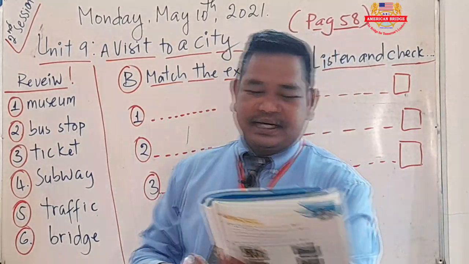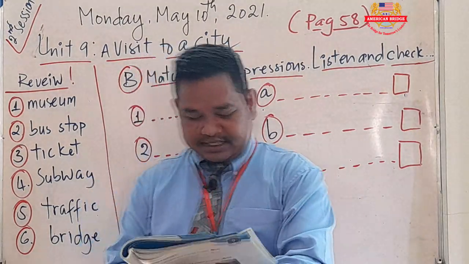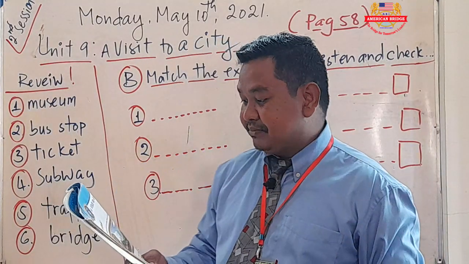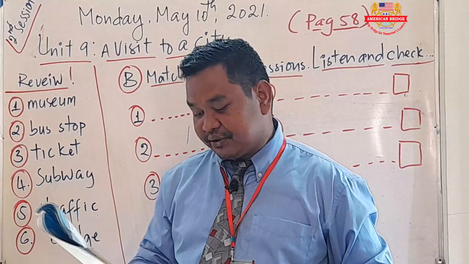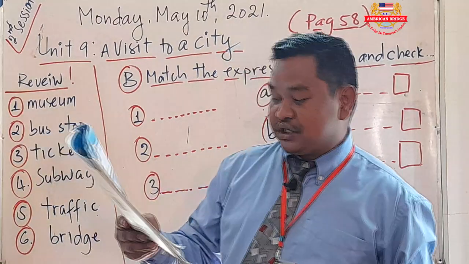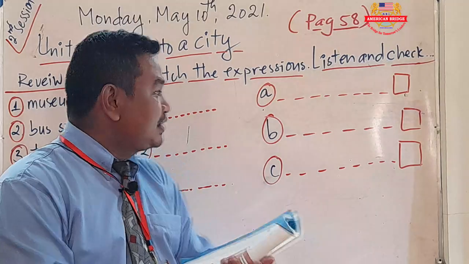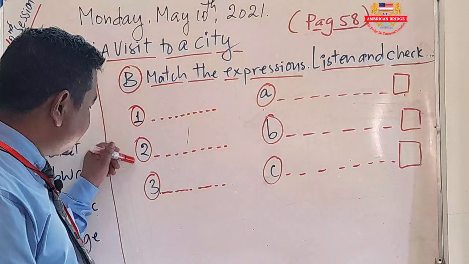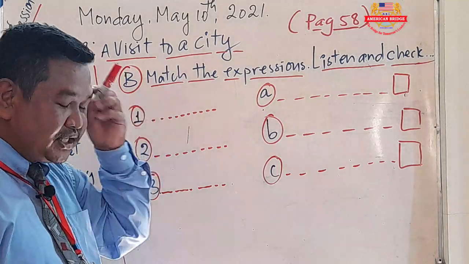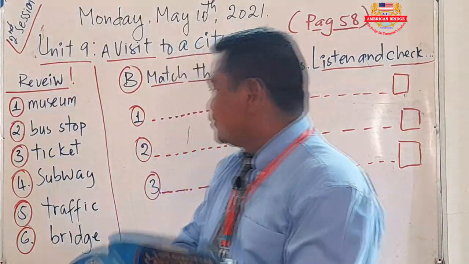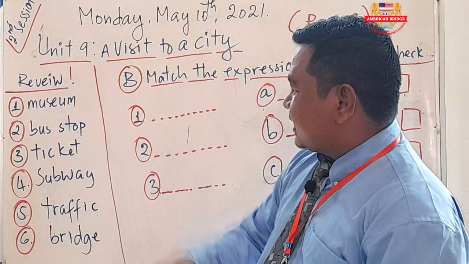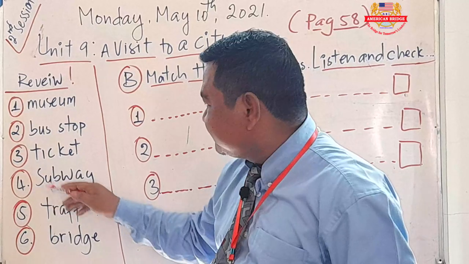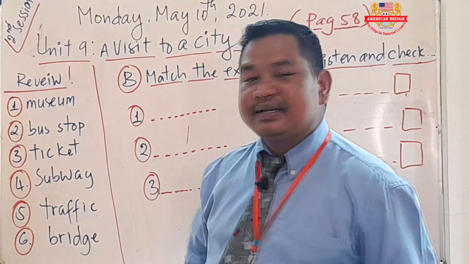Okay, so right now on this page you have two parts, part A and also part B. Part A, find the word and number them in the picture. You have done this already. And then part B, make the expression, listen and check your answer. So this one we have expressions, like I just write number one, number two, and number three, A, B, and C. Before you do this one, you have to review some words that you have already learned. Can you read, students? This one, what? This one is about the museum.